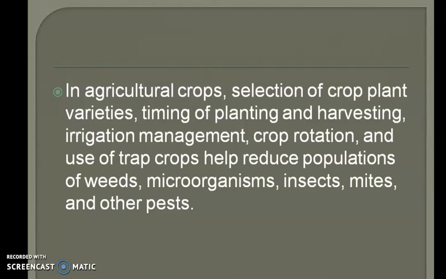So what do you mean by trap crops? These are plants that attract agricultural pests, usually insects, away from nearby crops, and this form of companion planting can save the main crop from attack by the pest without the use of pesticides. An example of a trap crop is alfalfa planted in strips among cotton to draw away lygus bugs.